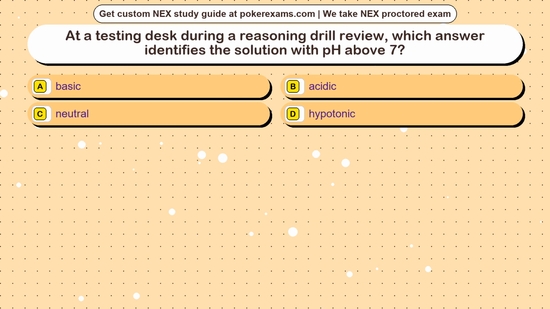Question 23. At a testing desk during a reasoning drill review, which answer identifies the solution with pH above 7? Option A, basic. Option B, acidic. Option C, neutral. Option D, hypotonic.